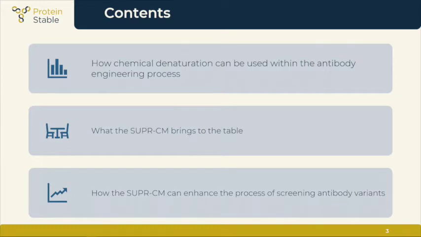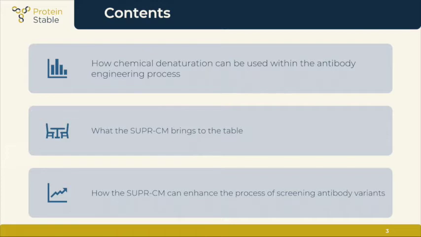So we'll start off by looking at a recent publication where they utilize chemical denaturation as an orthogonal technique as part of an antibody screening program. And then we'll ask the question of what the SUPR-CM can do to improve that type of process, what it brings to the table, and what we can do to give you confidence so that you can introduce chemical denaturation into your own antibody screening programs. And we'll show you some data we've generated with the SUPR-CM to help explain the advantages and show off the capabilities of the SUPR-CM.